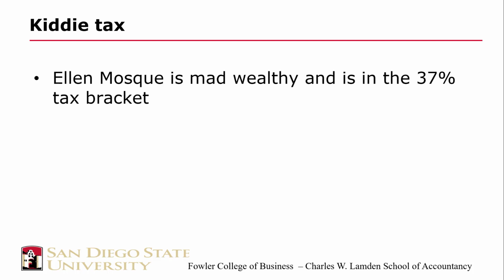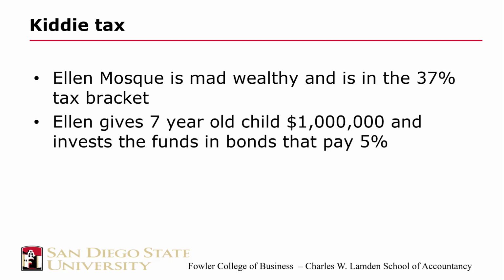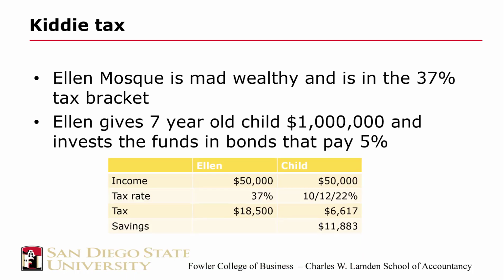All right, and we're back to talk about the kiddie tax. So Elon Musk is mad wealthy. She's just uber rich, and she's in, as a result, the 37% tax bracket. She says, you know what? I have this 7-year-old child who has no income. So what I'm going to do is I'm going to give that child $1 million. I'll apply the unified credit, so there's no gift tax. And that child's going to invest these funds in a bond that pays 5% every year. So they're going to generate $50,000 worth of income.